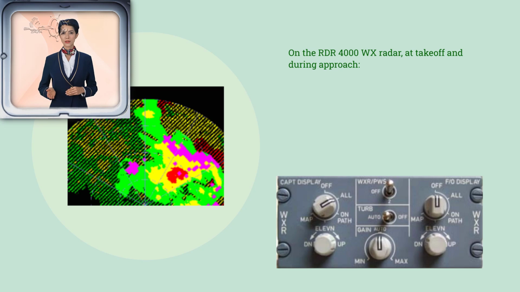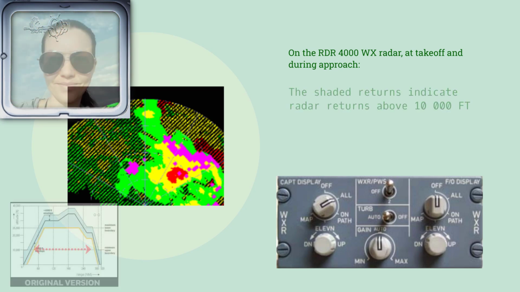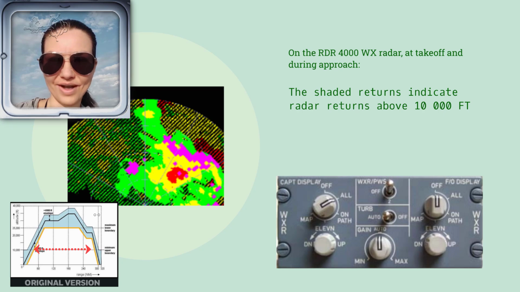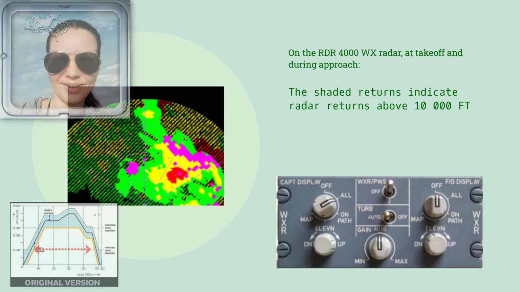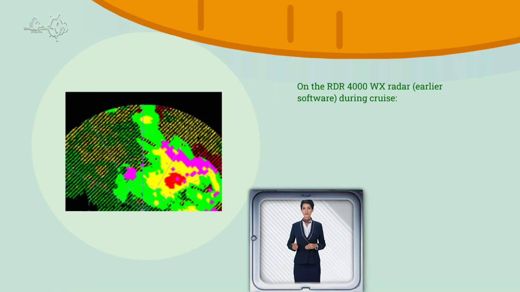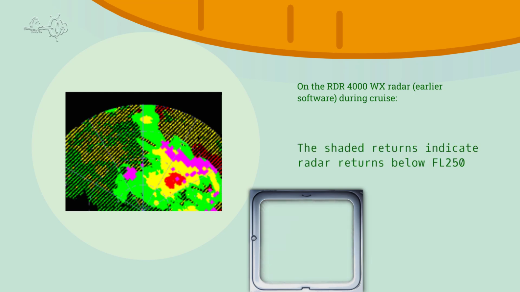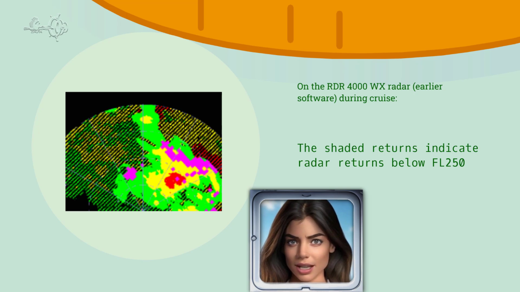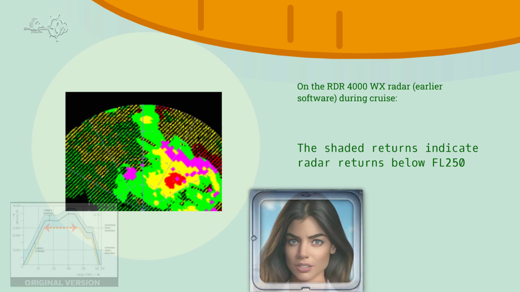During takeoff and during approach, below 10,000 feet, on the RDR 4000 WX radar, what is the significance of those shaded weather returns? The shaded areas indicate radar returns above 10,000 feet. Now during cruise, on the RDR 4000, what do these same shaded areas tell you? In cruise, we find the inverse logic, meaning the off-path weather is now below.